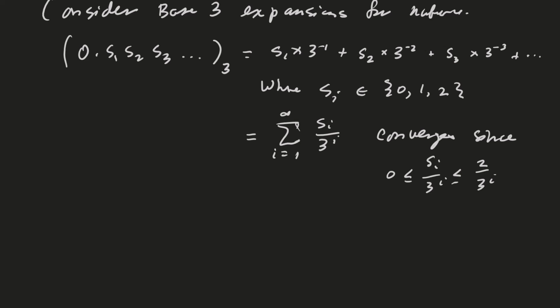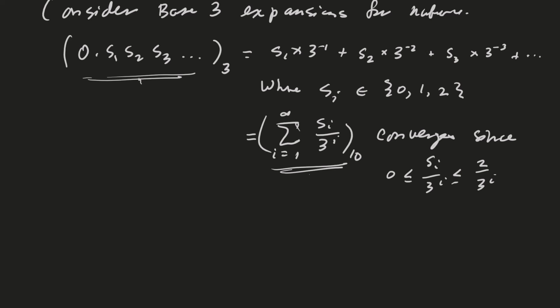Good. And so my sum then is going to be bounded above by the sum of 2 over 3 to the i. Good. So this sum is going to converge. Okay, so that's what it means to have a number in base 3 like a fraction, is that you can convert that. That is equivalent to this. This number then is in base 10. Right? Good.